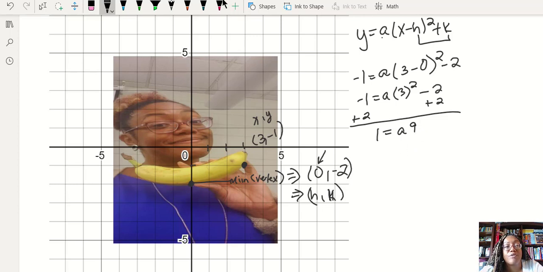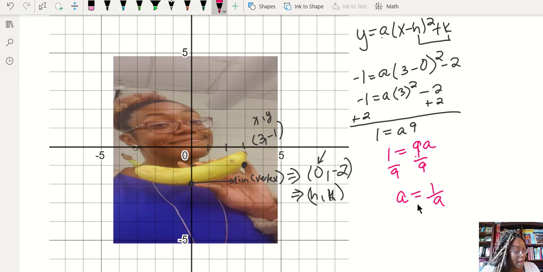So if I rewrite this for everybody so we can make it look better, we would say 1 equals 9A. And again, we are solving for A, so that means we need to divide both sides by positive 9. Once we divide both sides by positive 9, we would say our A equals 1 divided by 9, or 1/9, right? So now we have some great information. We have our A, we have our H, we have our K. Remember, we need this information in order to put it again into this vertex form.